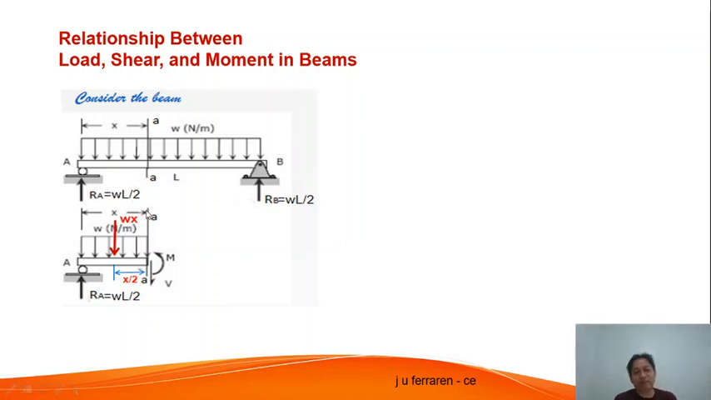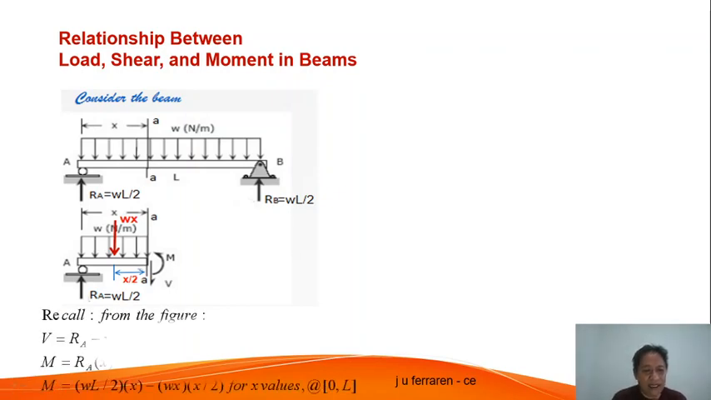Okay? So how about the shear? Shear is the summation of forces acting vertically. So we have RA going upward. So RA will cause a positive shear and subtracted with the WX causing a negative shear, right? So you have WL over 2 for the RA and then minus WX. Then moment, so this is the shear equation and this is the moment equation.